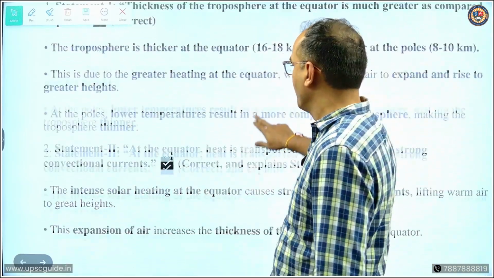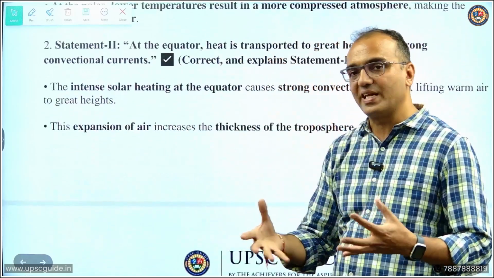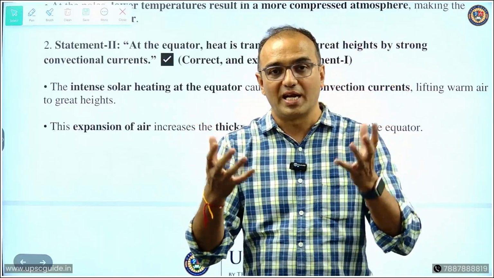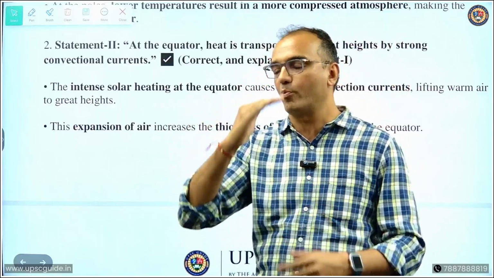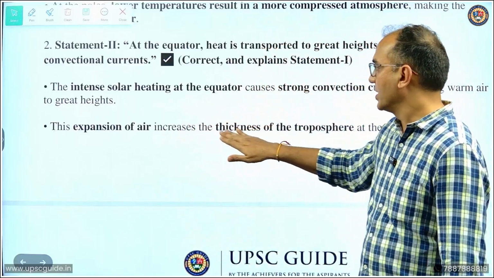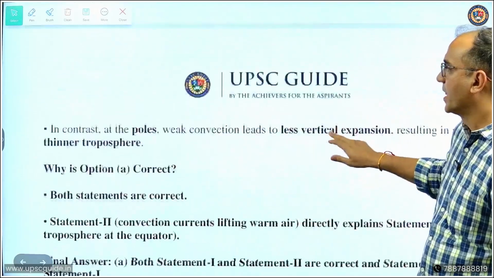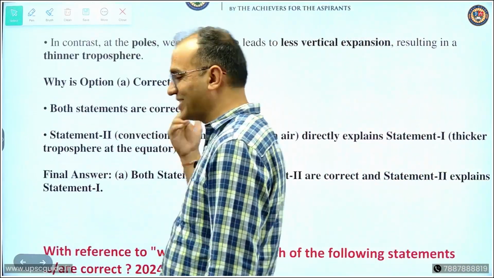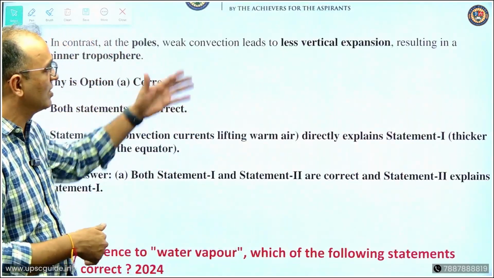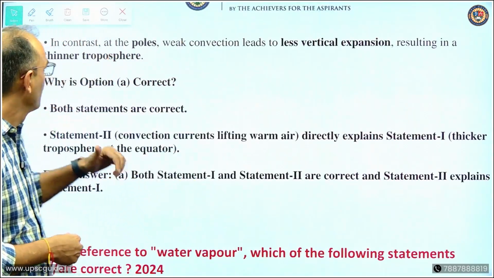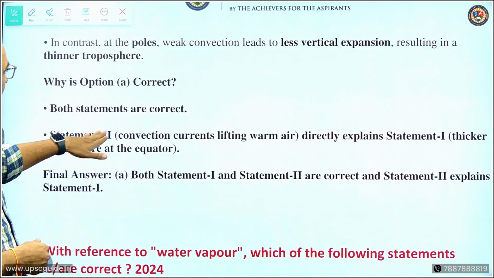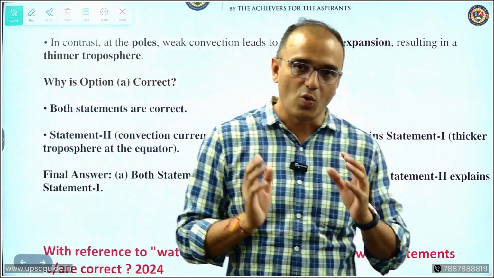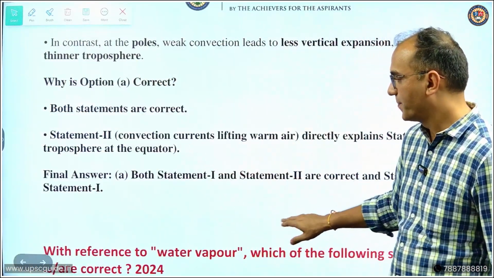Now statement 2, heat is transported. So this intense solar heating results in convectional currents, and this warm air is rising up, pushing the tropopause up. So expansion of air increases the thickness of the troposphere. In contrast, at the poles, there is weak convection, less vertical expansion, and there is descending wind, so a thinner troposphere. Option A is correct, both statements are correct, and statement 2 is a correct explanation for statement 1. So the answer here is A.